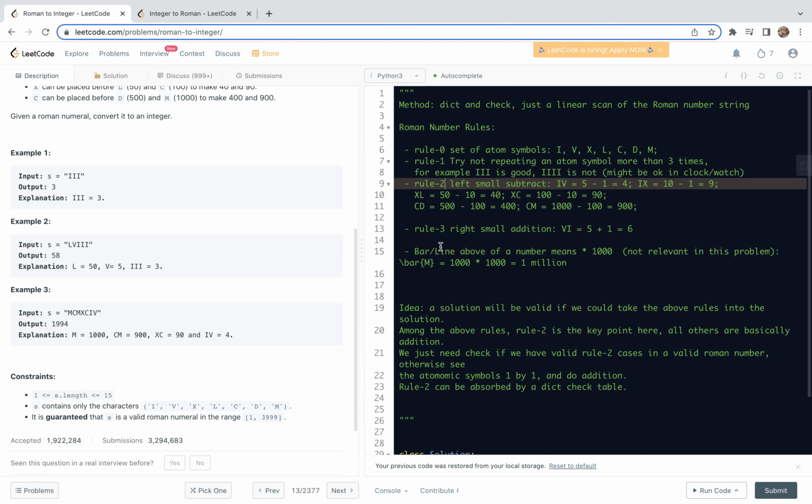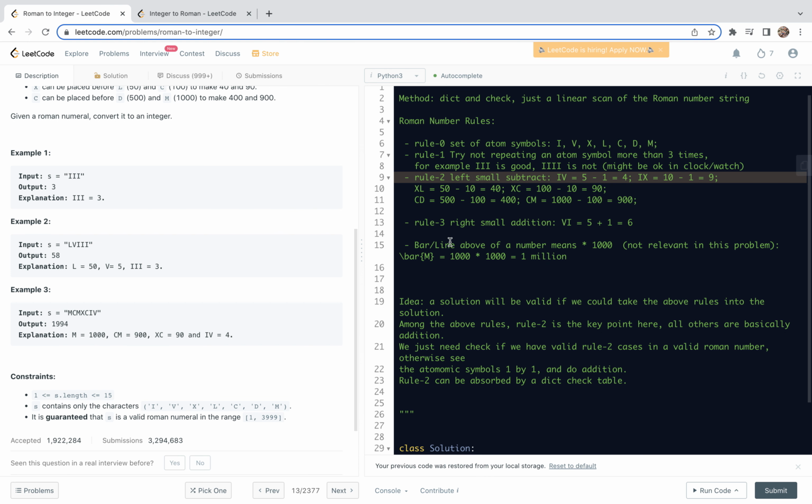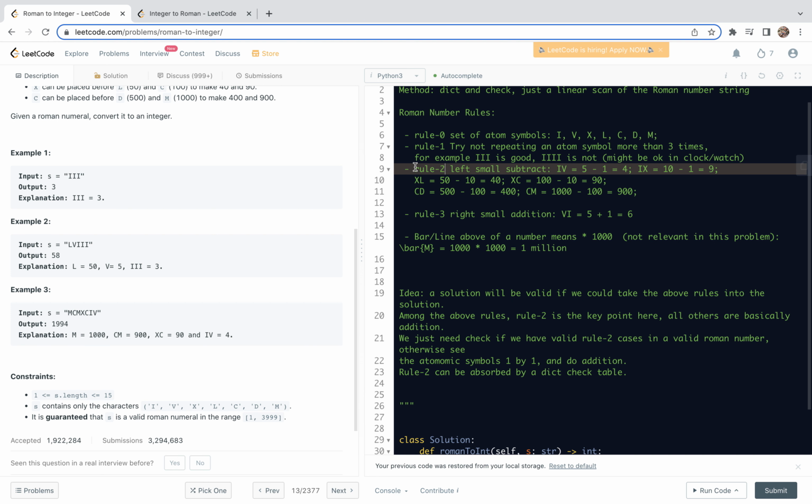Another rule, which does not come into this problem, is that if we add a line above a letter or numeral, it means multiply by 1000. For example, if we put a bar over M, M is 1000, so multiplied by 1000, that is 1 million. The rule that matters for this problem, for quickly getting the numerical value from a Roman string, is rule 2.